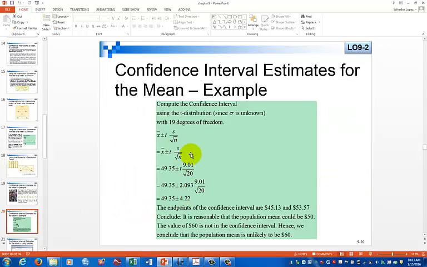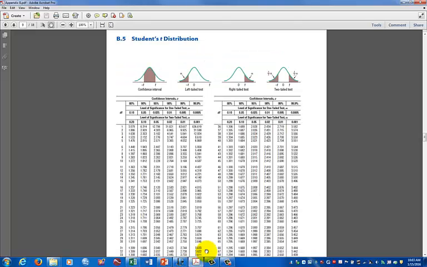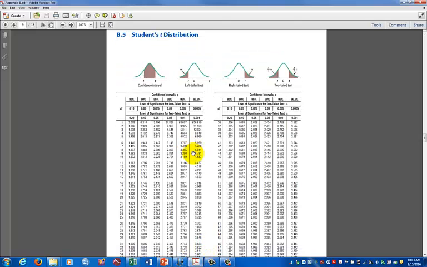And here is the solution showing every step, every calculation. The t-distribution is used to calculate the 2.093. Let's try to find that using 19 degrees of freedom. Let's look at the table again. This is the table.